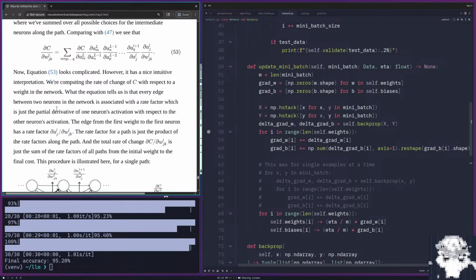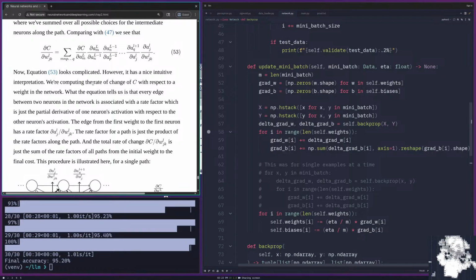Now equation 53 looks complicated, however it has a nice intuitive interpretation. We're computing the rate of change of C with respect to a weight in the network. What the equation tells us is that every edge between two neurons in the network is associated with a rate factor, which is just the partial derivative of one neuron's activation with respect to the other neuron's activation.